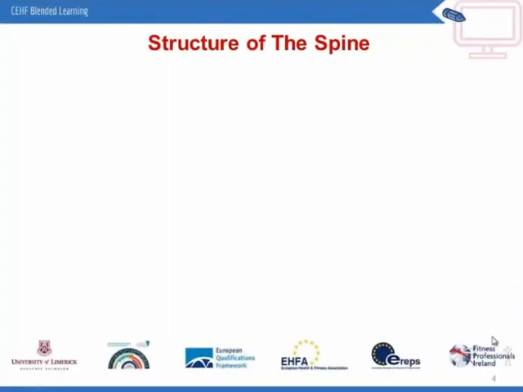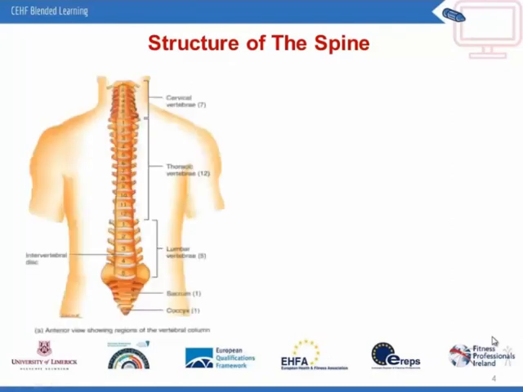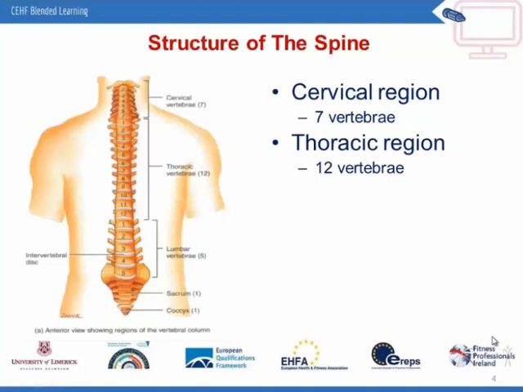So let's review that again. The spine is made up of 5 regions. At the neck area we have the cervical region. This is made up of 7 vertebrae, C1 to C7. C1 is also known as the atlas, while C2 is also known as the axis. The second region then is the thoracic region. This is made up of the thoracic vertebrae from T1 to T12.